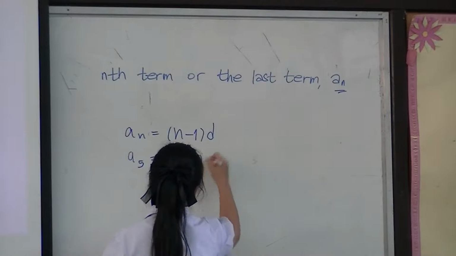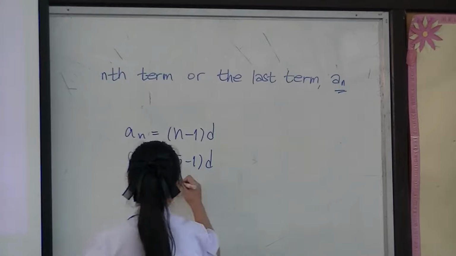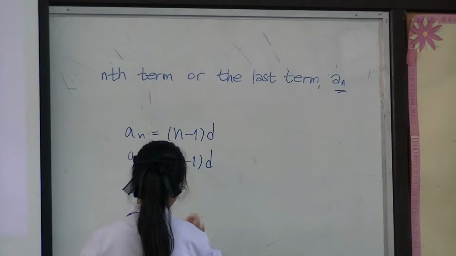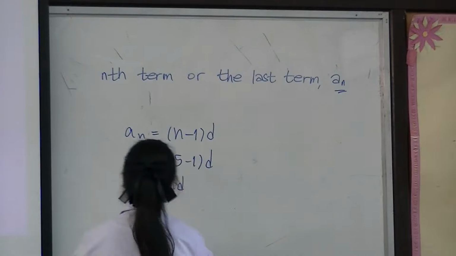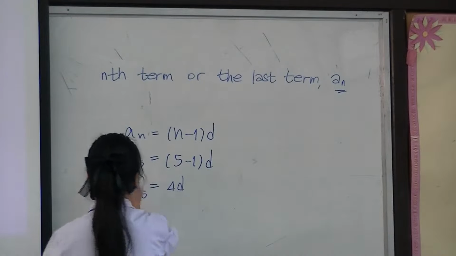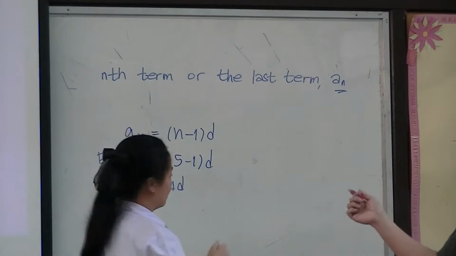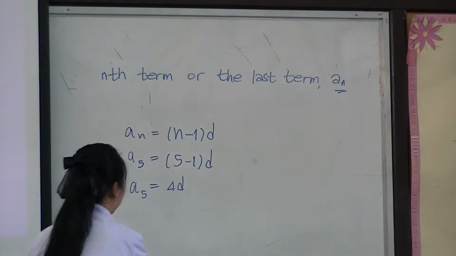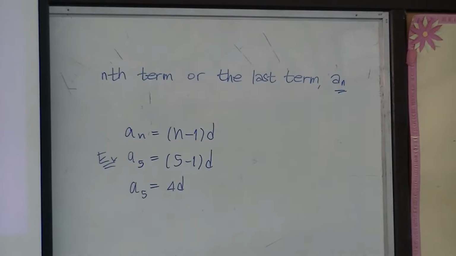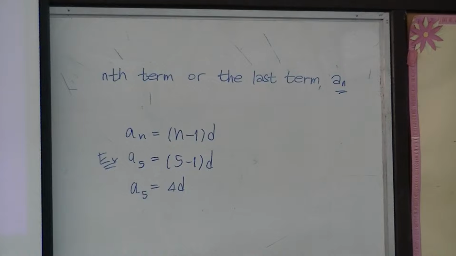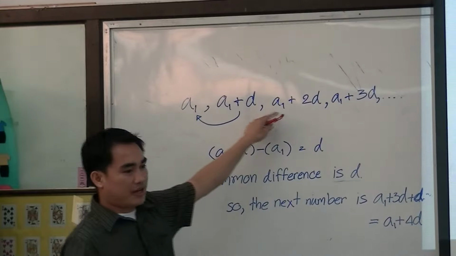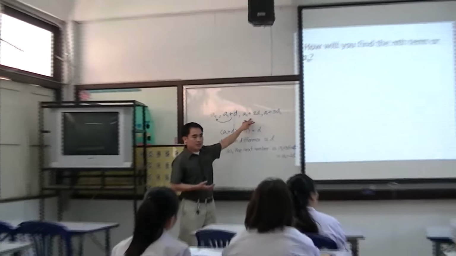Example: A sub 5 plus 40. Comment on that. Is that correct? See here, if you have A sub 1, the first term, what is the next term? Are you not going to include A sub 1? That is good. A sub 1 plus D. Next to that, A sub 1 plus D.